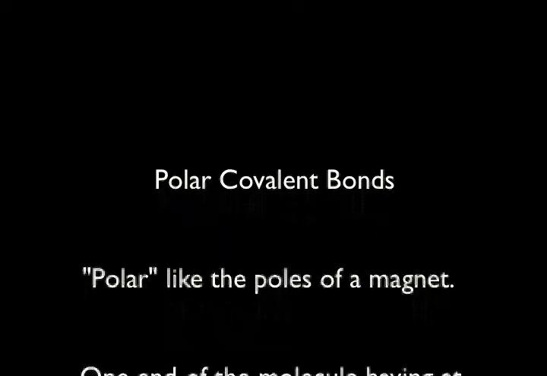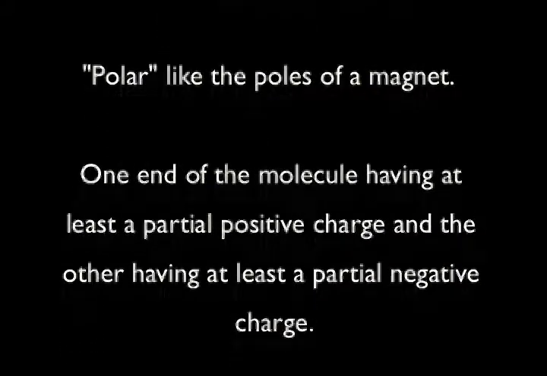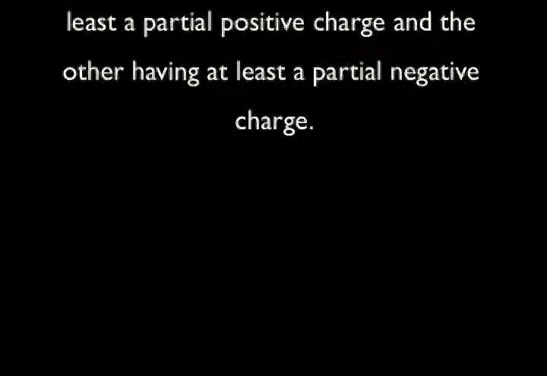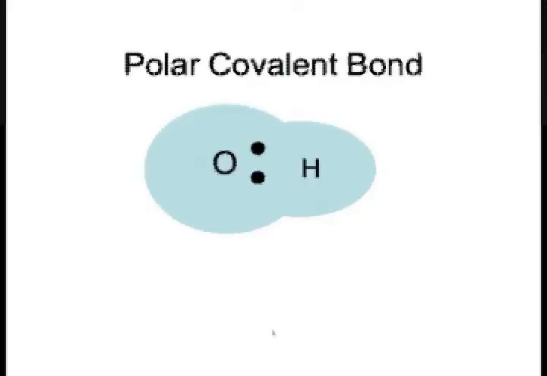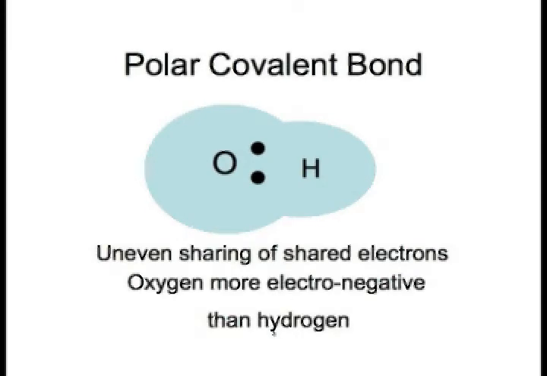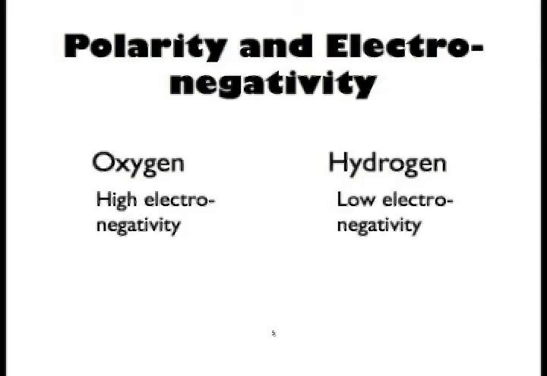Let's look at polar covalent bonds. Polar, like the poles of a magnet. One end of the molecule has at least a partial positive charge and the other has at least a partially negative charge. Here's a polar covalent bond between oxygen and hydrogen with 2 shared electrons. But it's an uneven sharing of electrons. Oxygen is more electronegative than hydrogen, so it has more of a pull on those shared electrons than does the hydrogen.